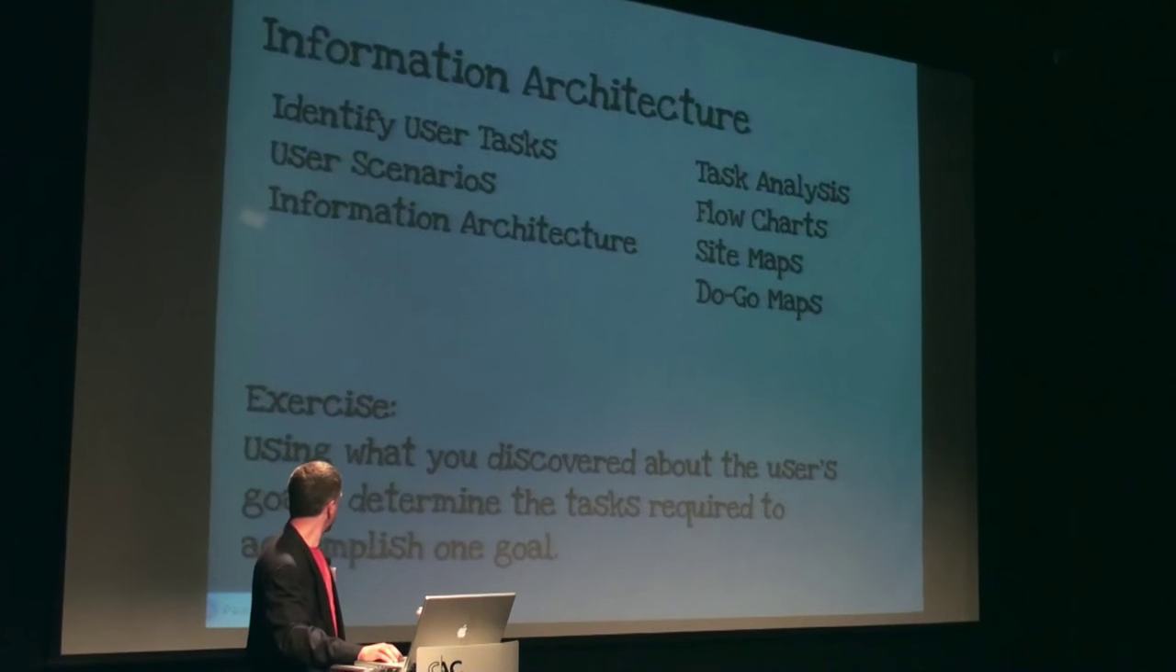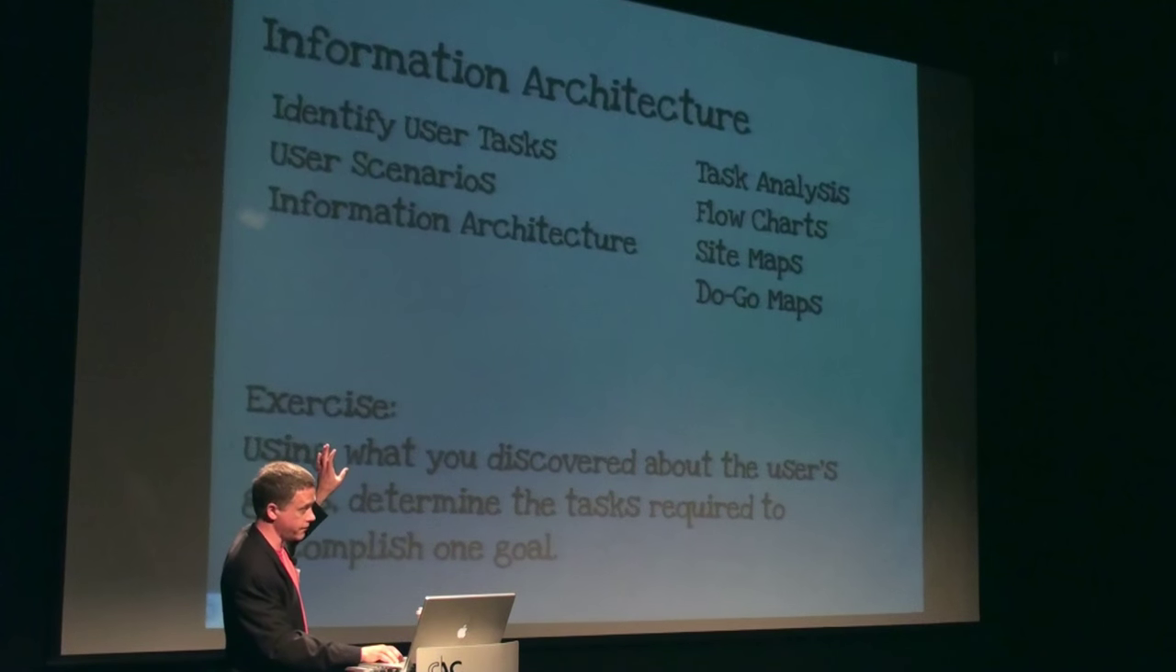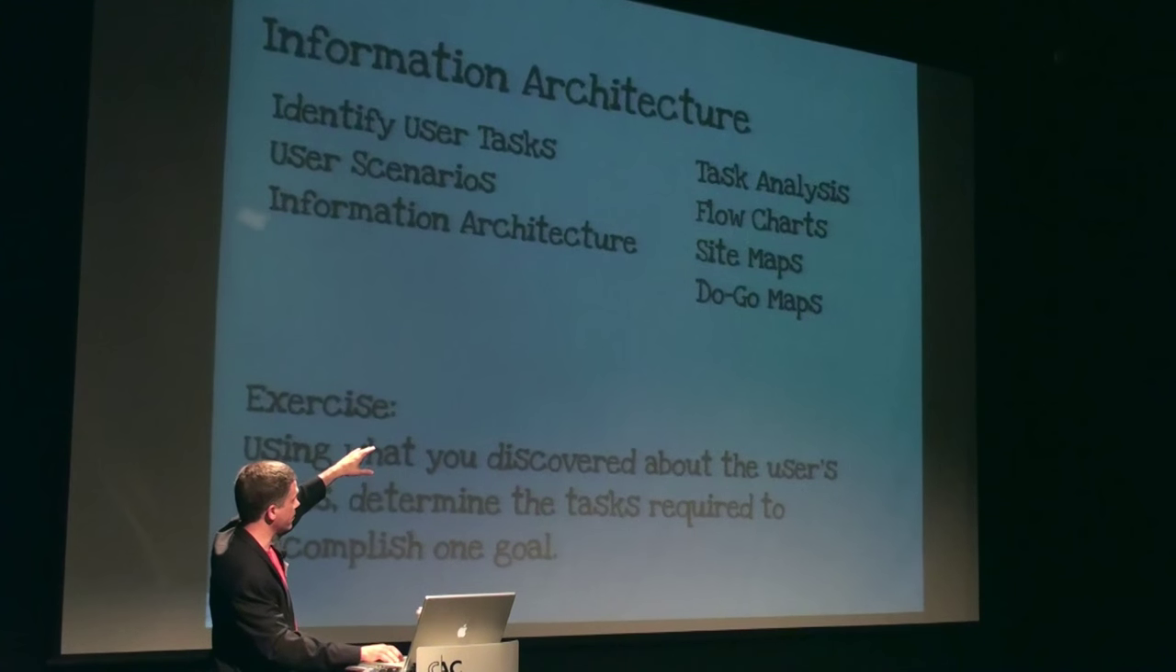Okay, I'm going to skip this exercise, but what we were talking about is information architecture, and there are books and websites and journals and all kinds of resources out there available on information architecture in general. But the general things that we're talking about are task analysis, flowcharts, sitemaps, and the Dougal map.